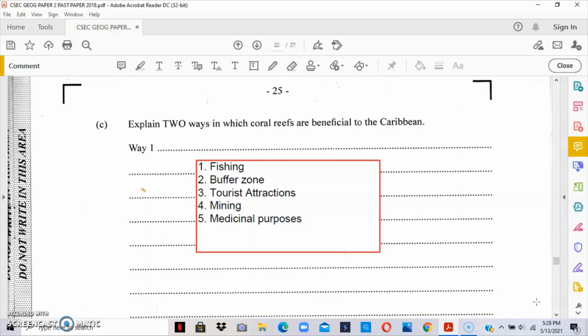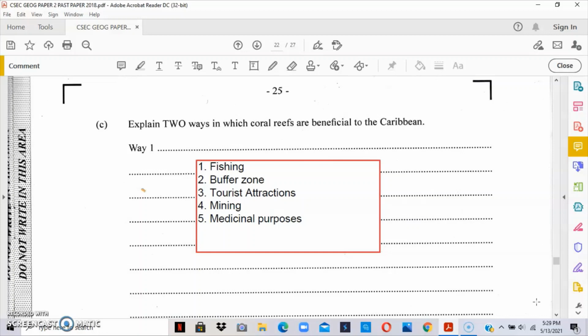The coral reefs also act as a buffer zone. A buffer zone is like coastline protection, where when we have hurricanes, storms, or tsunamis, instead of the waves crashing heavily against the coastline, the coral reef helps to break the waves further out in the sea. So when they actually crash, they're not so destructive on the coastline.